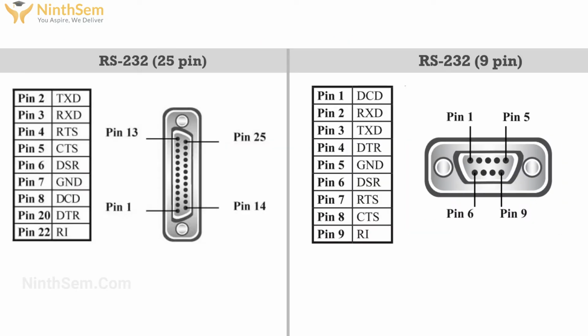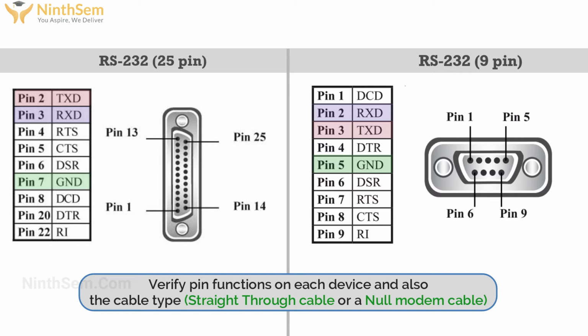Keep in mind that a 25 pin RS232 port on a PC transmits on pin 2 and receives on pin 3, and ground is pin 7. A 9 pin RS232 port on a PC transmits on pin 3, receives on pin 2 and ground is pin 5. You cannot connect two devices with a serial cable simply because the connectors fit. You must verify the functions of each pin on each device as well as verify whether or not the cable is a straight through or a null modem cable.